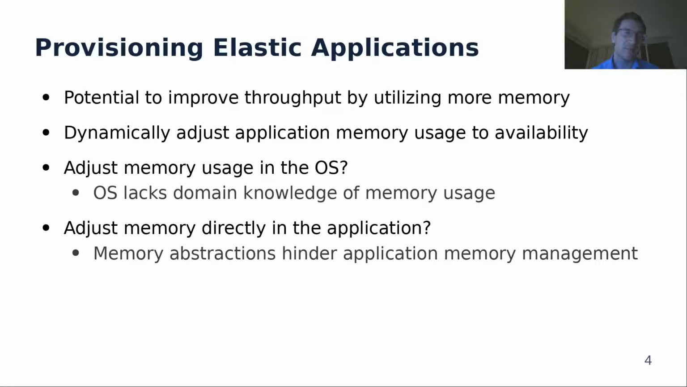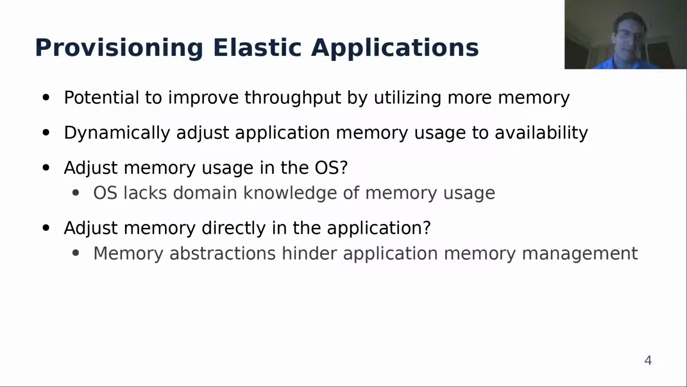This creates an interesting opportunity. If we can provide these elastic applications with more memory, we can improve their throughput. But how do we get them more memory? Well, we want to dynamically adjust application memory usage to match physical memory availability. We could try to do this in the OS, but the OS lacks critical domain knowledge about application memory usage. So we want to perform the adjustment directly in the application where all the information is.